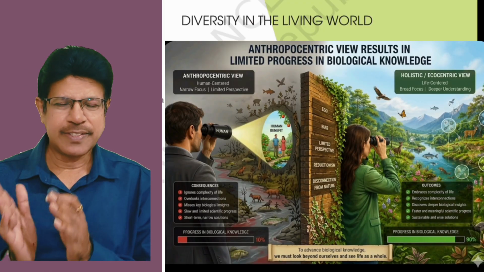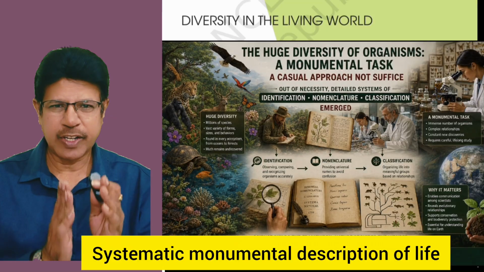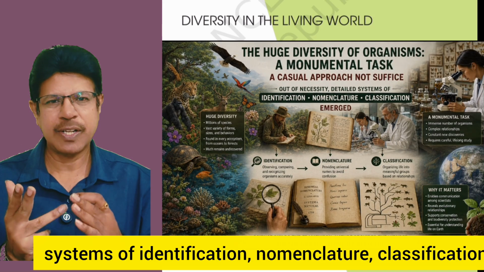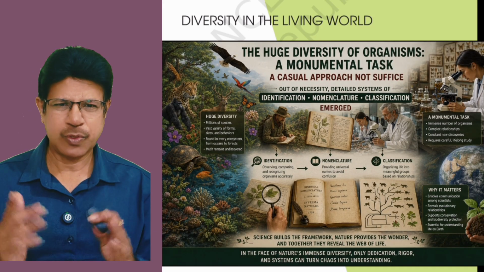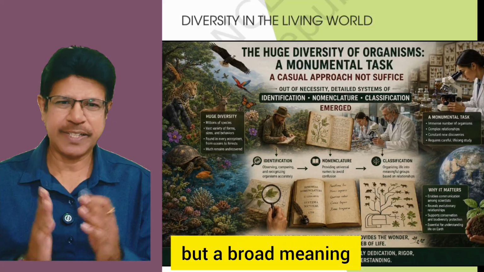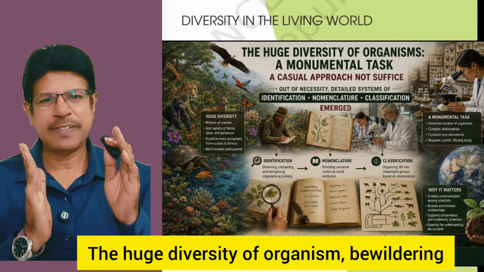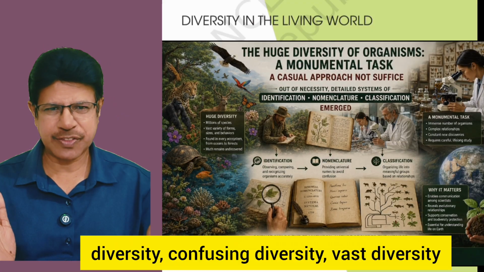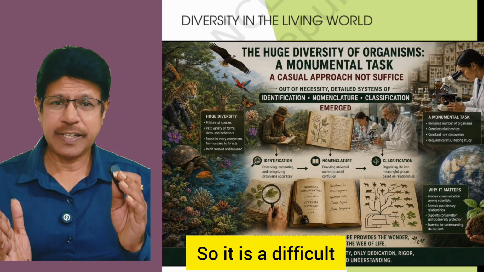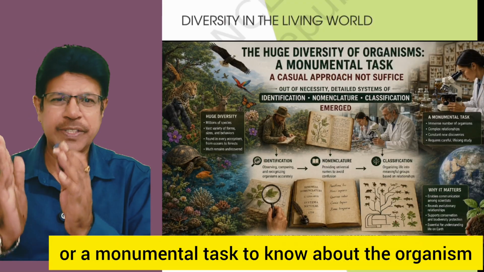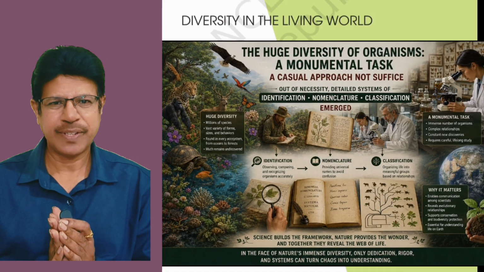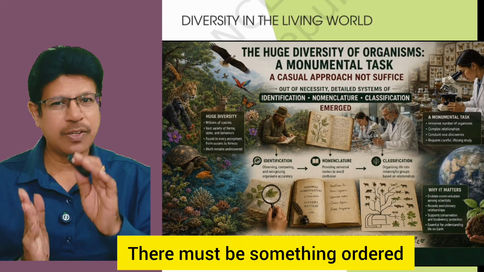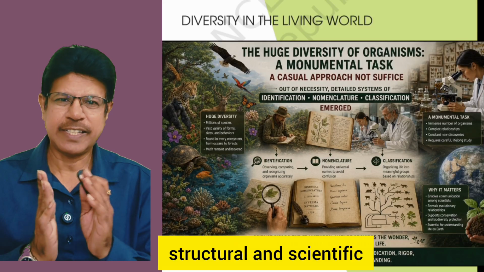Next, systematic monumental description of life forms brought in, out of necessity, detailed systems of identification, nomenclature, classification. So, a conjunction of sentences, but a broad meaning. The huge diversity of organisms, bewildering diversity, confusing diversity, vast diversity. So, it is a difficult or monumental task to know about the organisms, to study the organisms. So, a casual approach is not sufficient. There must be something ordered, structural, and scientific.